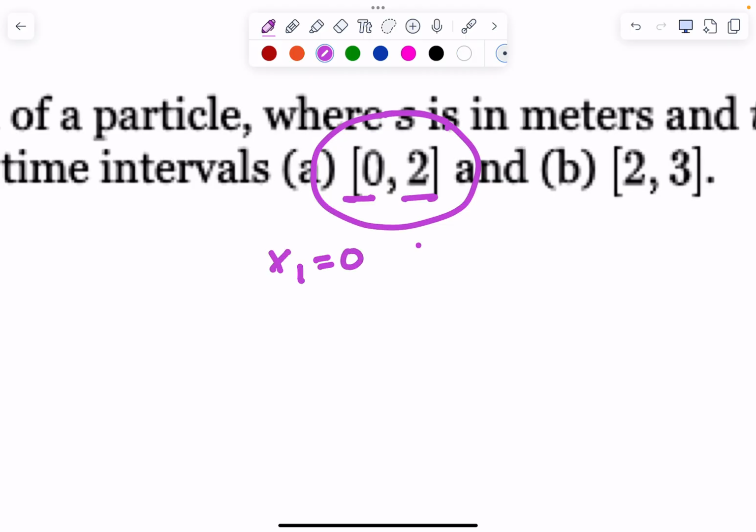Your x1 is 0 and your x2 is 2. Is that confusing? Some people think of this as xy. That's not how that works, because it's interval notation: x1, x2. Got it?